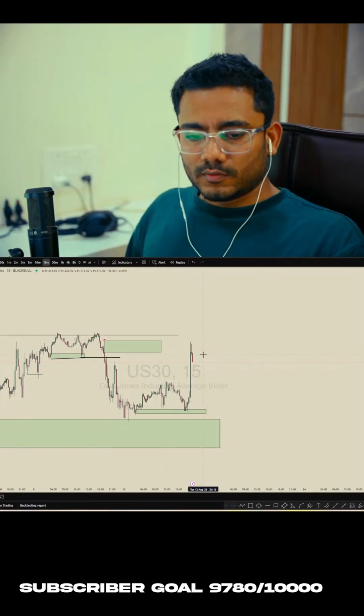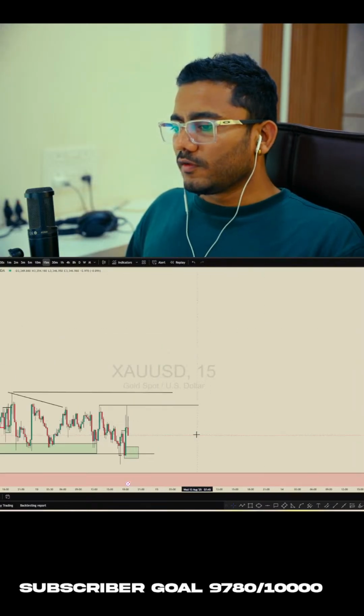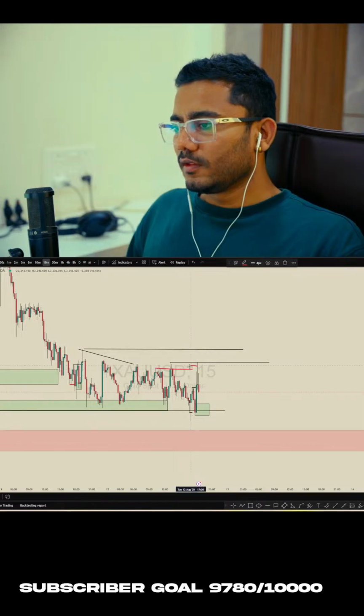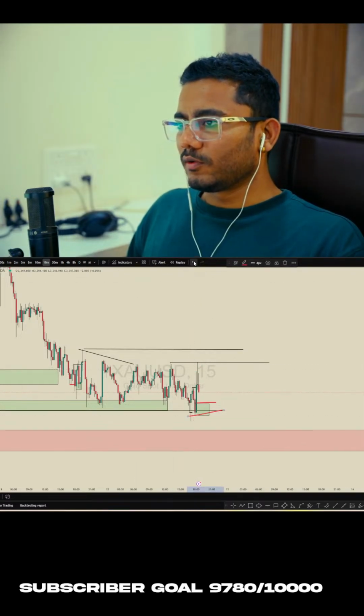Gold grabbed liquidity on the 1 minute on the buy side. Yeah, we want price to break the structure. Then only will we consider this break as a valid entry. But you can take a small risk, though it will be risky.